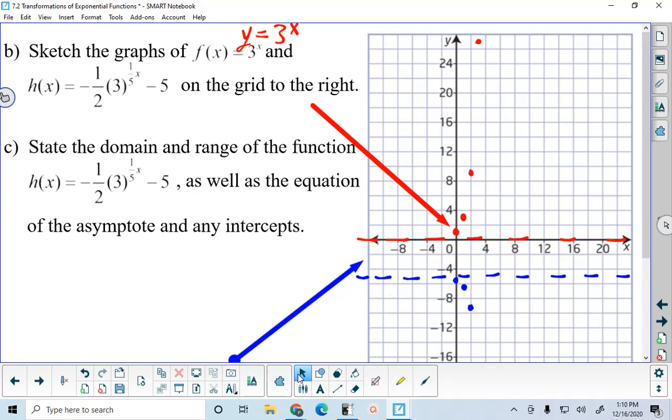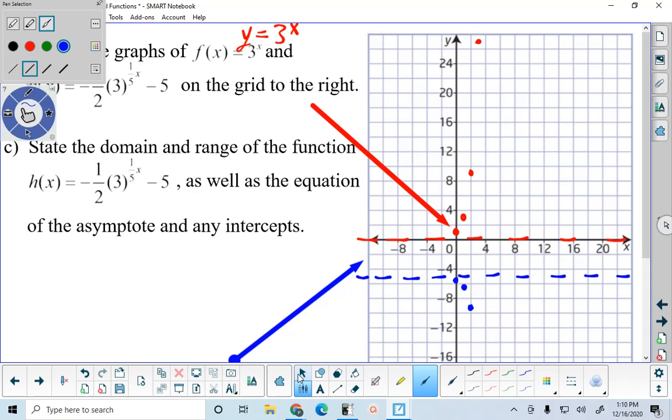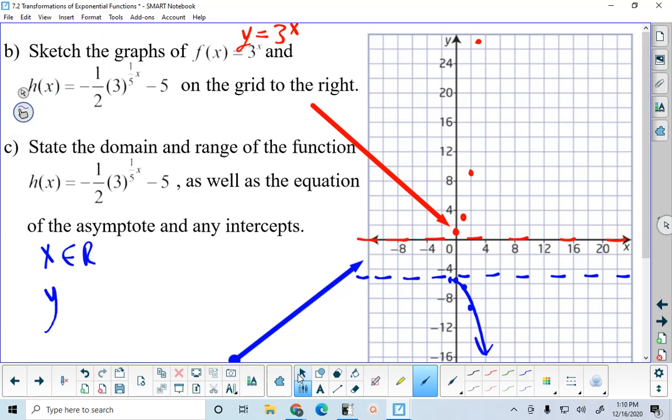What we learn is that this graph will look like the following, roughly. The domain will still be x as any real number. The range is y is less than -5. And there's no x-intercept. And the y-intercept, actually we can read it there. It's -5.5. We don't need to actually do any algebra.